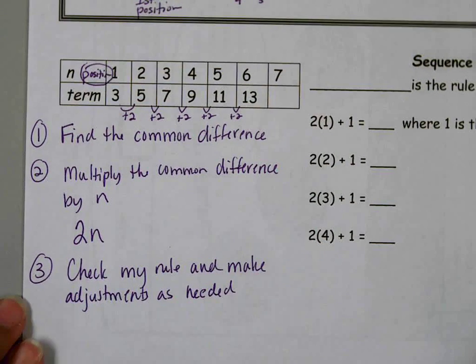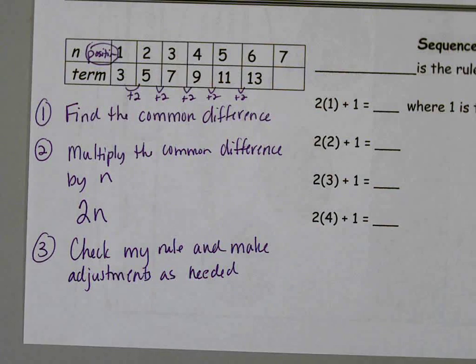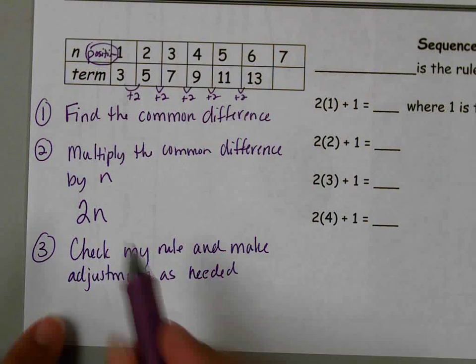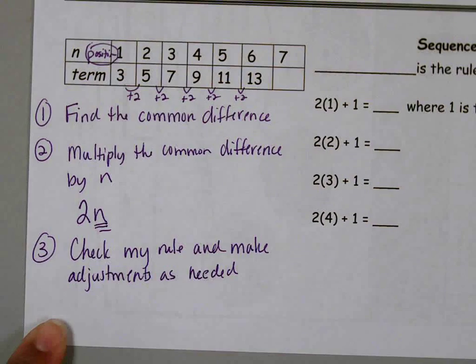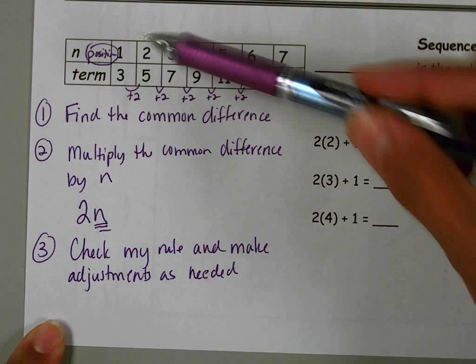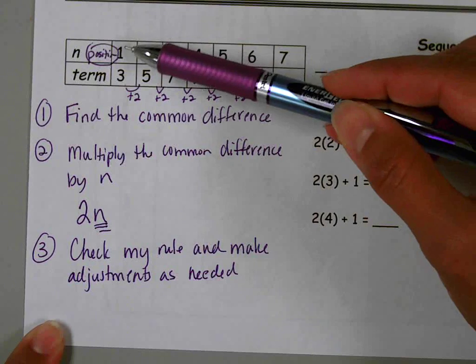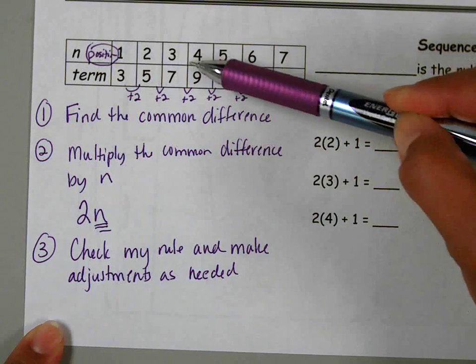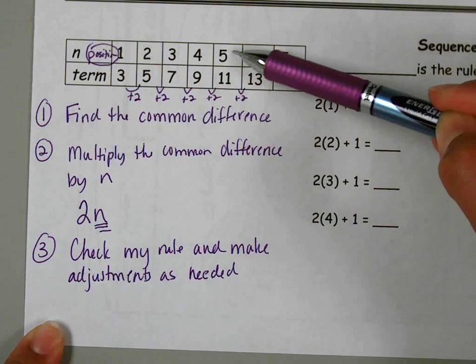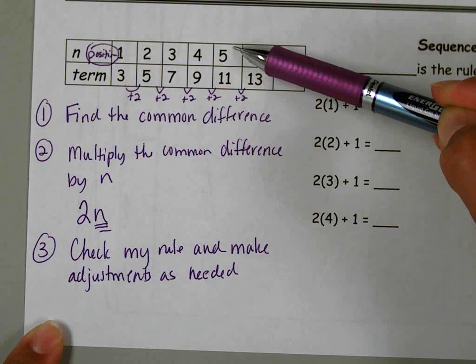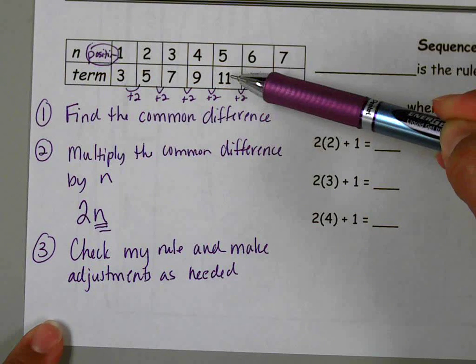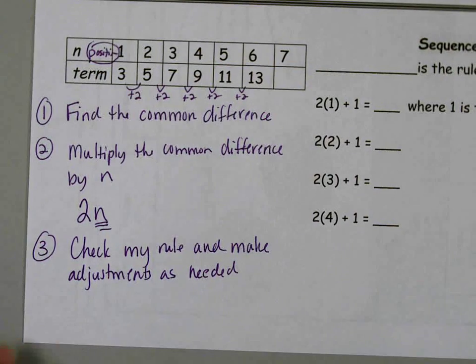So I'm going to check my rule. Now, this is how I'm going to check my rule. What did n stand for? N stands for the position in the sequence. So think of it as input-output. I'm going to input my n, my position, and see if once I use that rule, my output matches. So let me show you what I mean by that.